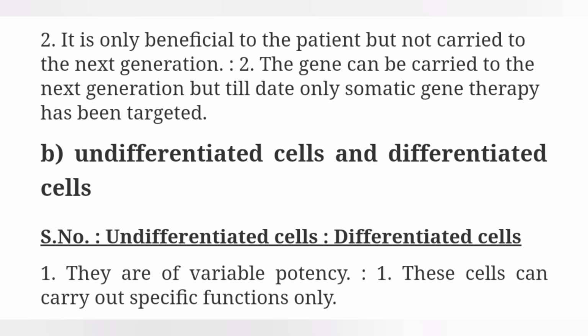Then option B, undifferentiated cells and differentiated cells. Undifferentiated cells, then differentiated cells. First one, for both, they are of variable potency. For differentiated cells, these cells can carry out specific functions only.